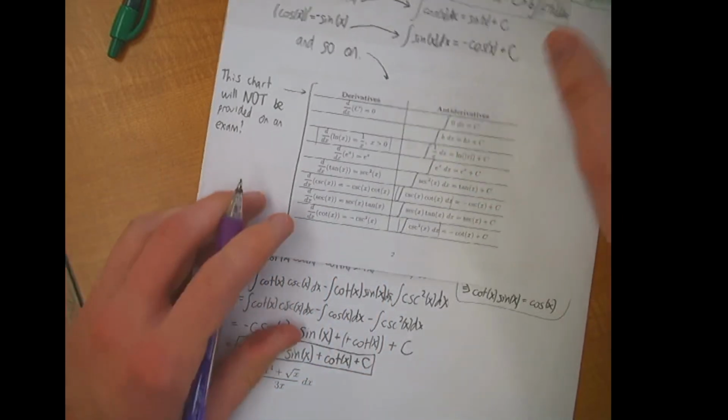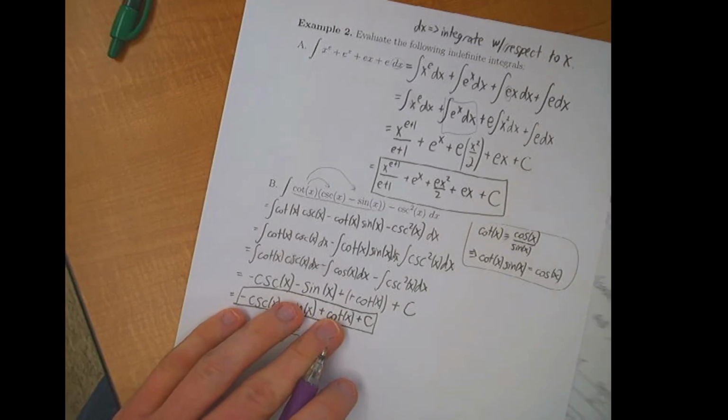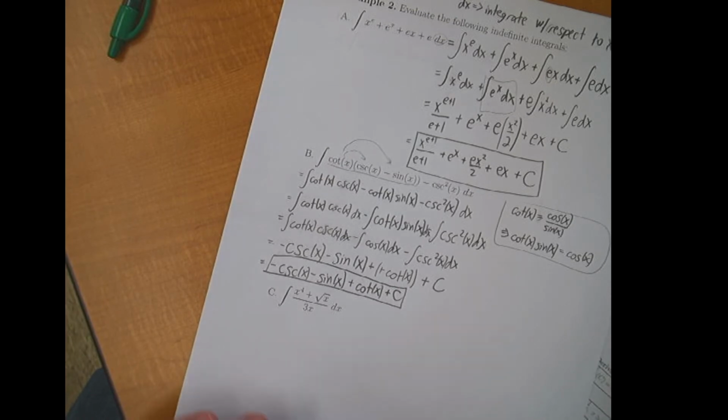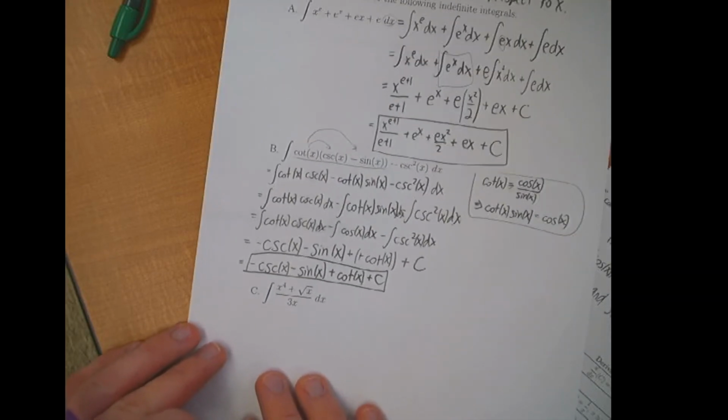Okay? So that takes care of that one. Like I said, another one that looks relatively daunting at first, but once you break stuff down, try to simplify as much as possible, and then look at your table of antiderivatives, it makes things a lot clearer what you need to do. Okay? So any questions on part B?